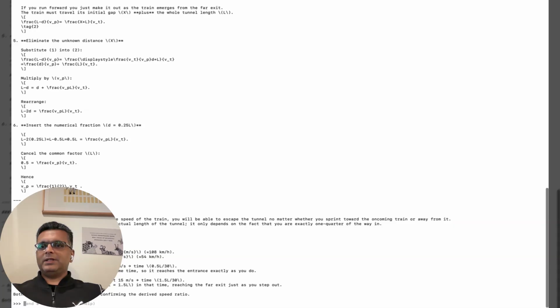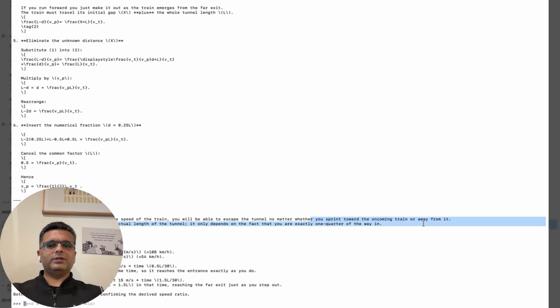And what does this mean? If you can run at least half the speed of the train, you will be able to escape the tunnel, no matter whether you sprint towards it or away. That is a beautiful, right answer.